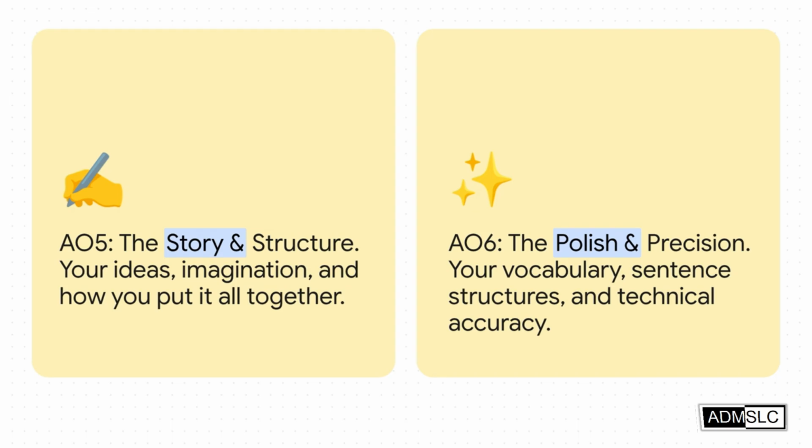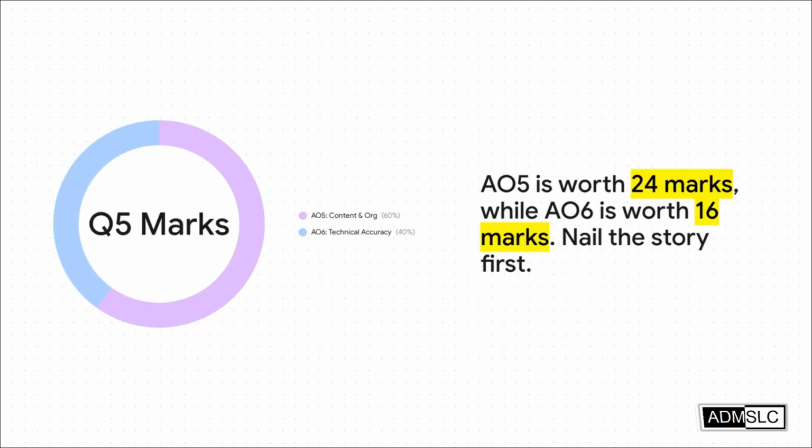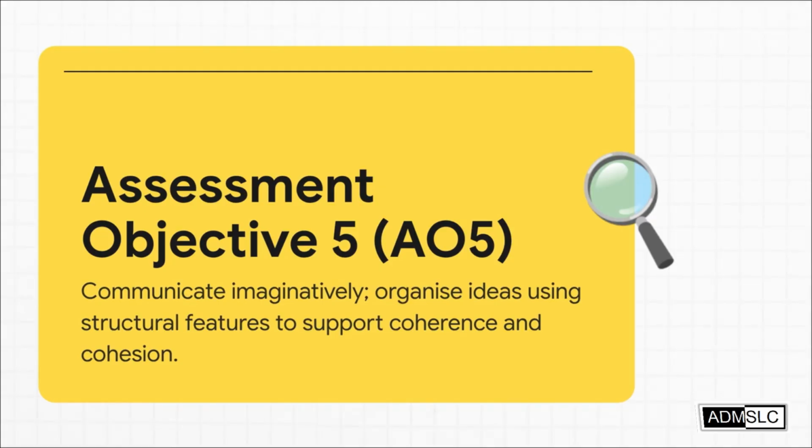Now, both are super important, but here's a little secret. They are not weighted equally. And this is where it gets really interesting. Just look at how those marks are split. AO5, that's your content and organization, is worth a whopping 24 marks. And AO6, your technical accuracy, is worth 16. So what does that tell us? It's a huge clue. It means a brilliant, well-structured idea is actually valued more than just having perfect spelling and grammar. The big takeaway here? Nail your story first.